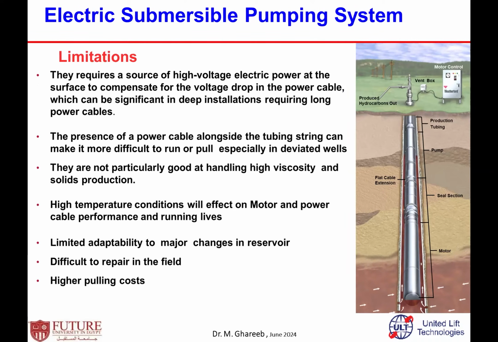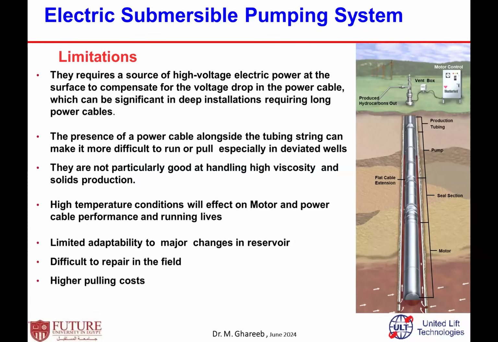But as I said before, for all types of artificial lift, even if you have advantages and a certain application, each type has certain limitations. When I start to select a type of artificial lift, I say, okay, yes, this can handle my wells, but what could be the limitations? For example, the electric submersible pumping system requires a source of high power, high voltage, because it's a high horsepower motor run at certain depths, far from the surface. They need power to transfer from the surface to the pump.